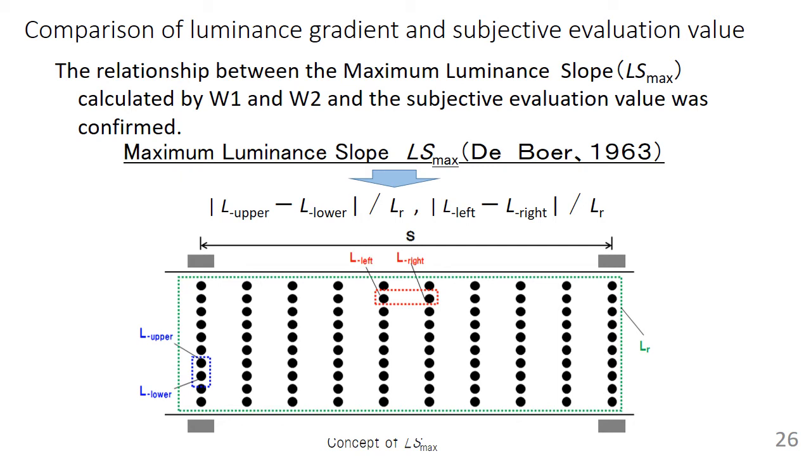As an alternative to UL, the evaluation was made with reference to the concept of luminance gradient used in de Boer's study of road lighting discomfort. The luminance gradient is the maximum value of the difference between adjacent partial luminance divided by the average road surface luminance.